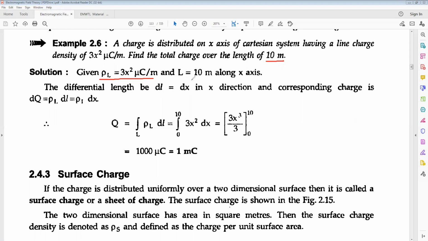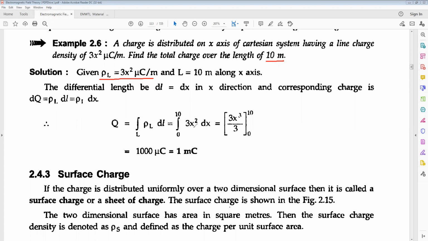Why is dl equal to dx? The charge is distributed on the x-axis of the Cartesian coordinate system. So dl is equal to dx in the x direction, and the corresponding charge is dq equal to rho L into dl. We know the formulas dq is equal to rho L into dl, dq is equal to rho s into ds, and dq is equal to rho v into dv also. So what is Q now? The line integral over L of rho L into dl.